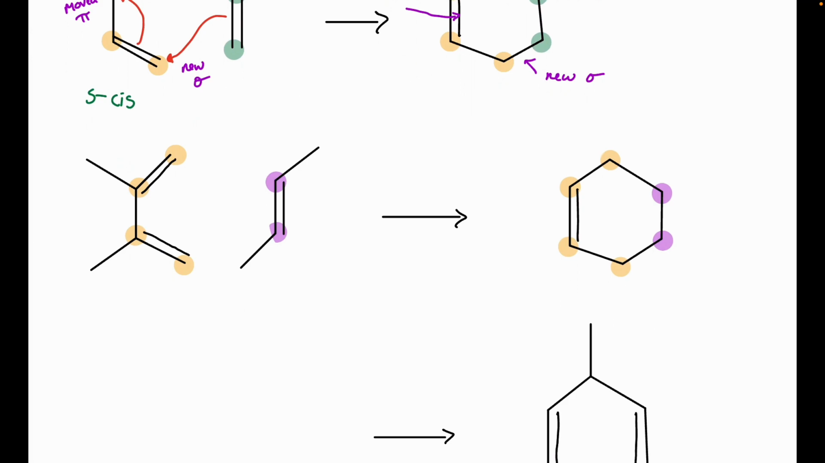Okay? I could note that I have these two methyl carbons on carbon 2 and 3 of my diene. So I'm going to put those in. 1, 2. Okay? I also have these two methyl groups here from my dienophile. I'm going to put those in. 1, 2.